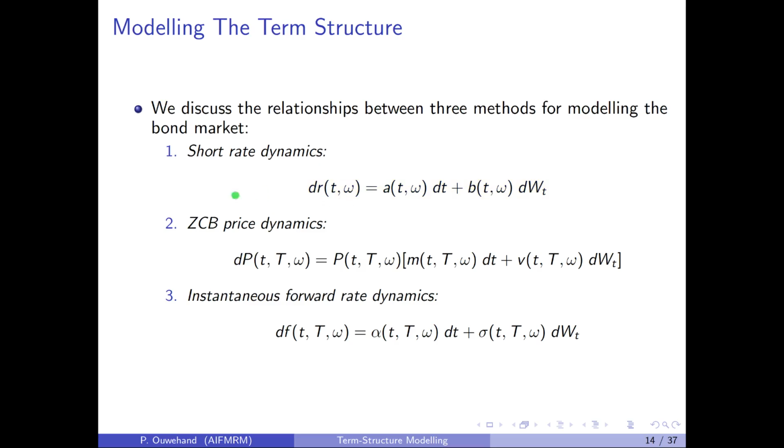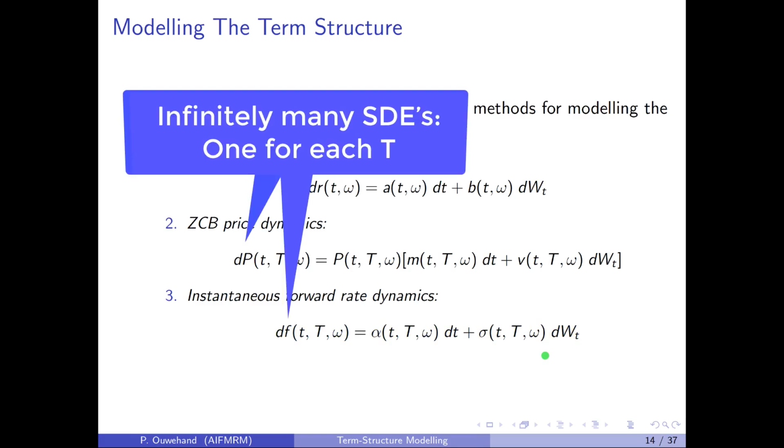Alternatively, we could provide zero coupon bond price dynamics in the following form, where we have a drift of M and a volatility of V. And finally, we could provide instantaneous forward rate dynamics of the following form. We have a drift of alpha and a volatility of sigma. Note that in the second and the third case, we have actually infinitely many stochastic differential equations, one for every maturity capital T.